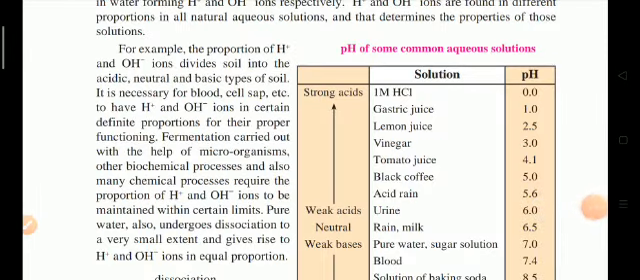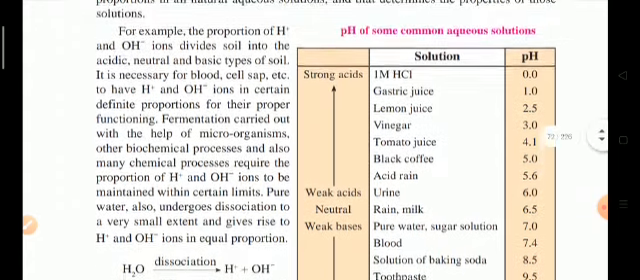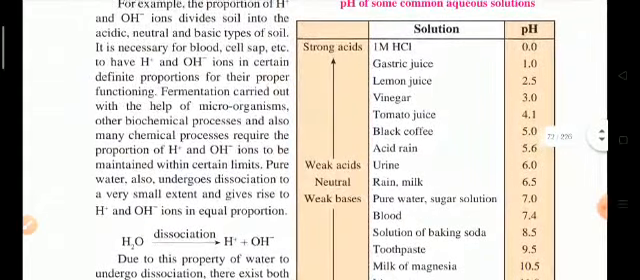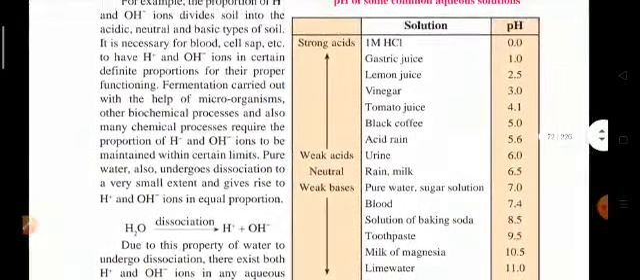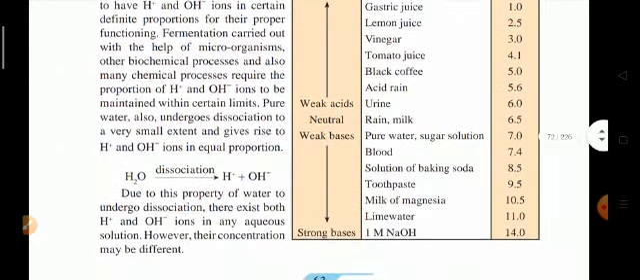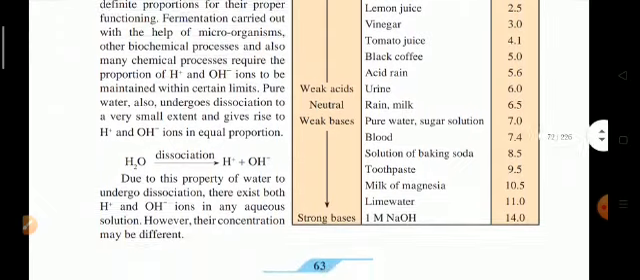Now we'll be seeing what the pH of a solution means. The proportion of H+ and OH- ions divides soil into acidic, neutral and basic types. It is necessary for blood too. The amount of H+ and OH- ions, that is the concentration of the ions, represents how acidic or basic a solution is. Now you can see in this table, it is divided into strong acids, weak acids, neutral, weak bases and strong bases. Acids contain H+, so definitely HCl is the most acidic compound, whereas NaOH, sodium hydroxide, is the most basic one.